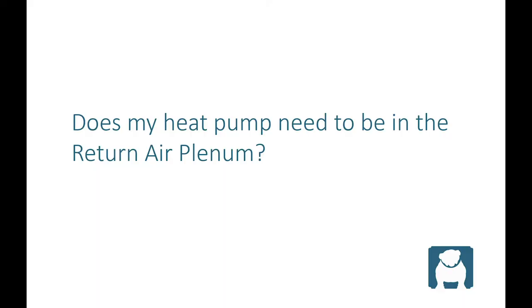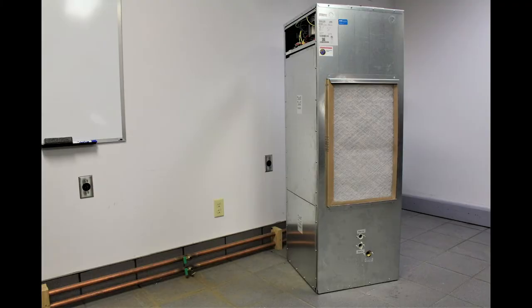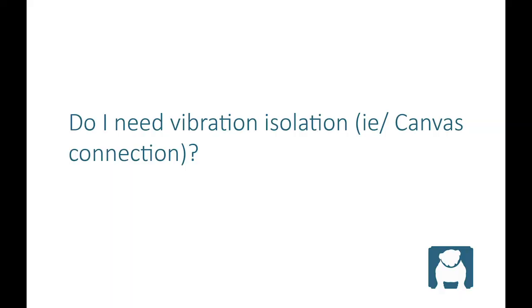The heat pump does not have to be in the return air plenum. However, it is very important that return air arrives at the filter section of the heat pump. That can be done by having it in the return air plenum or by providing suitable return air ductwork. What is important is to install the return air plenum in such a way that filter access is easy for maintenance purposes. As all Bulldog heat pumps are designed and built with integral vibration isolation, no canvas connections are required.